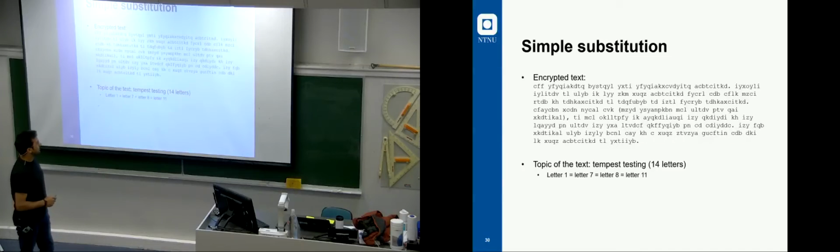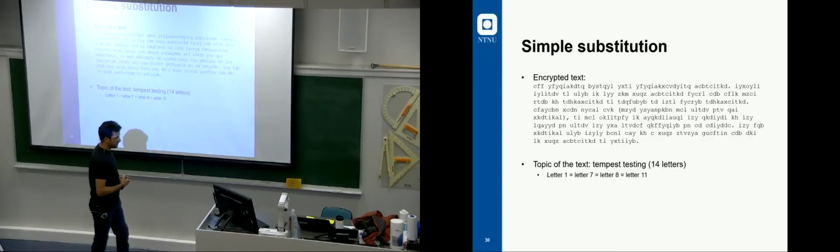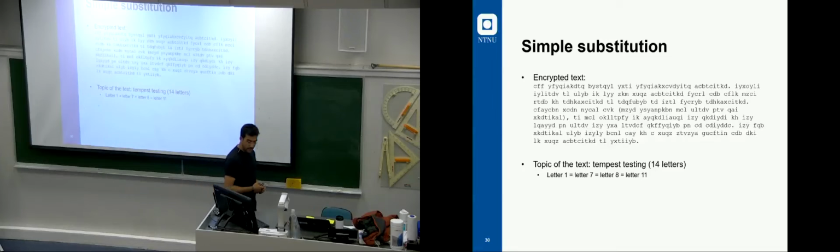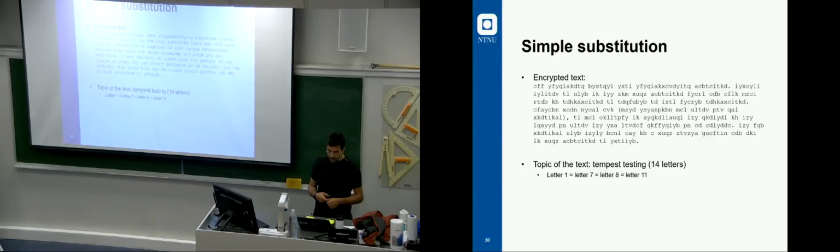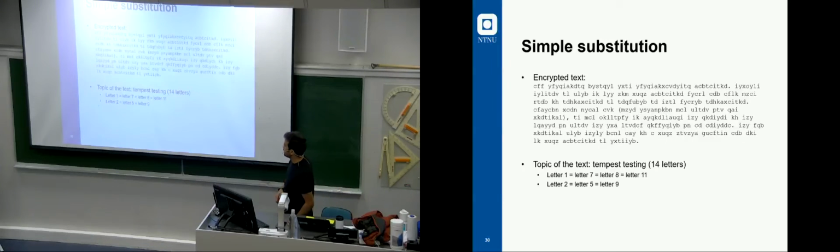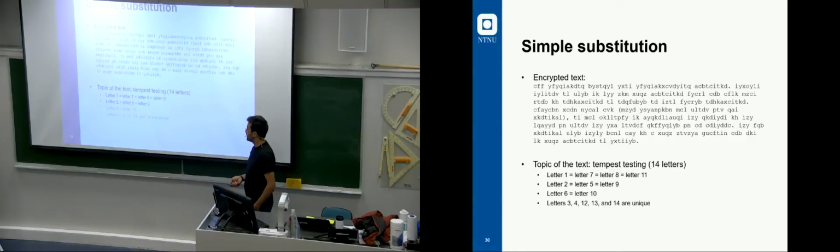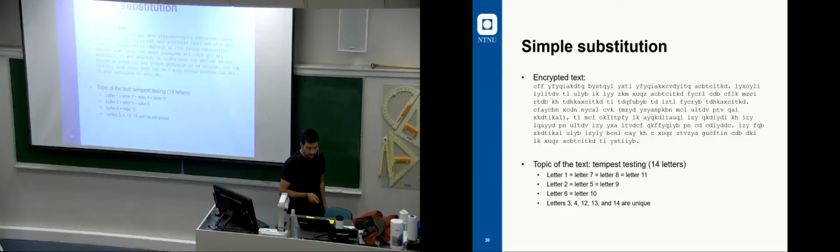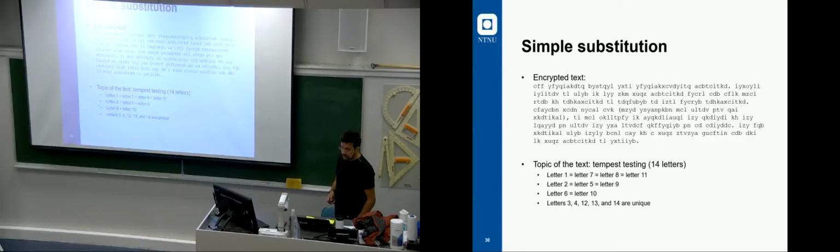If we see that in tempest testing, the arrangement of letters, that is letter 1, letter 7, letter 8, and letter 11, they are the same. That is T. Similarly, letters 2, 5, and 9 are the same in this keyword tempest testing. Letters 6 and 10 are the same. Then letters 3, 4, 12, 13, and 14 are unique.